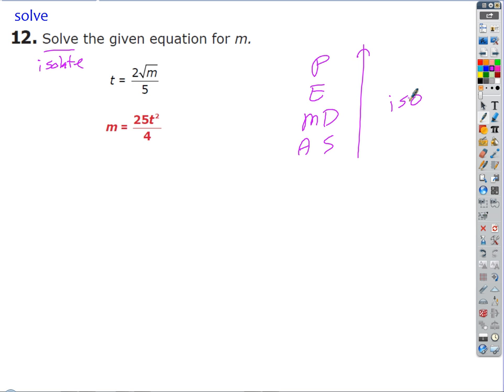Now I could do that in one step because I could think of 2/5 as being a fraction. I could just multiply by the reciprocal, 5/2 too, right? Either way, multiply by 5/2, and then I'm left with that. What's the last step? Square both sides, and we got it, right? Okay.